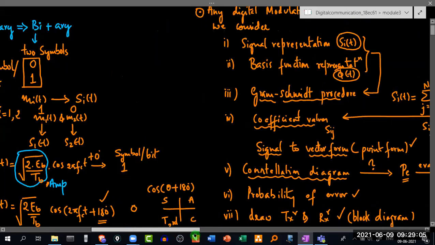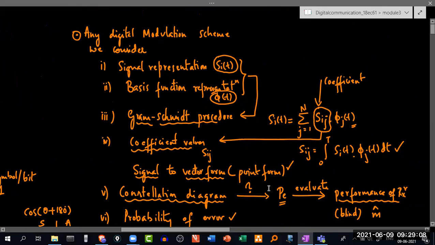In our previous class we went through a general procedure, which any modulation scheme that we consider should follow. Let's see what that procedure is. The very first step is signal representation. We first represent the signal, followed by identifying the basis function. Later we do the basis function representation, where the signal representation can be thought of as si of t and the basis function is phi of t.